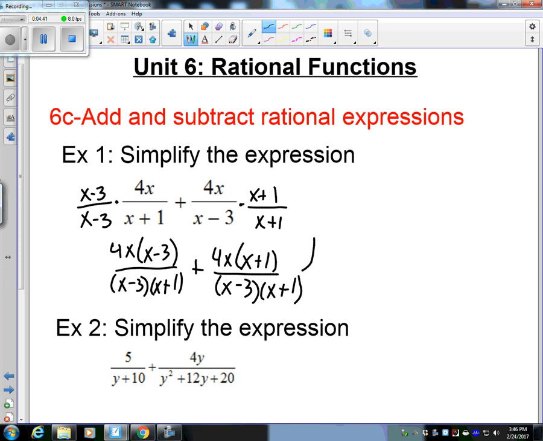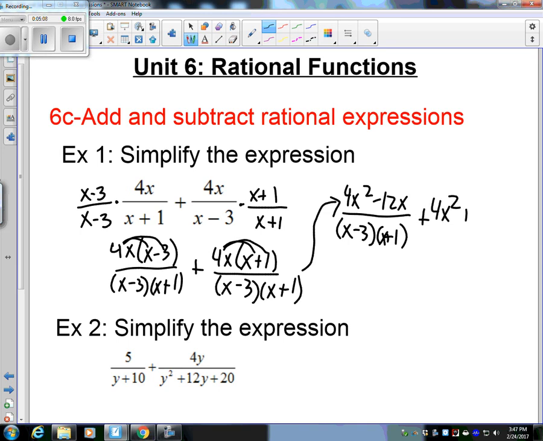Awesome. Let's look at combining our numerators. So I'm going to first distribute. So I have 4x squared minus 12x over x minus 3, x plus 1, plus 4x squared plus 4x over x minus 3, x plus 1.